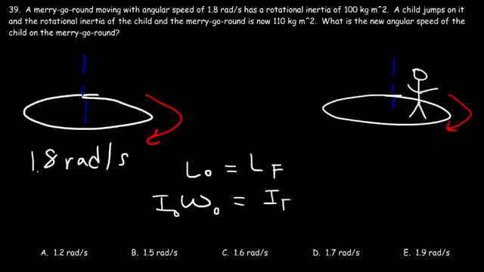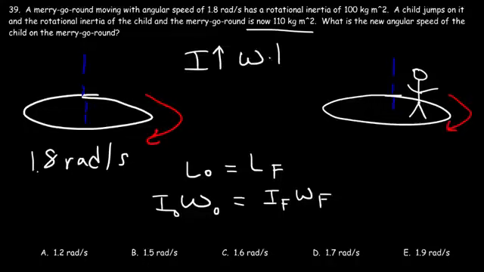So this is the equation that we have. Now notice that the inertia of the merry-go-round increases when the child jumps on it because it's more mass. If the inertia goes up, the angular speed has to go down.